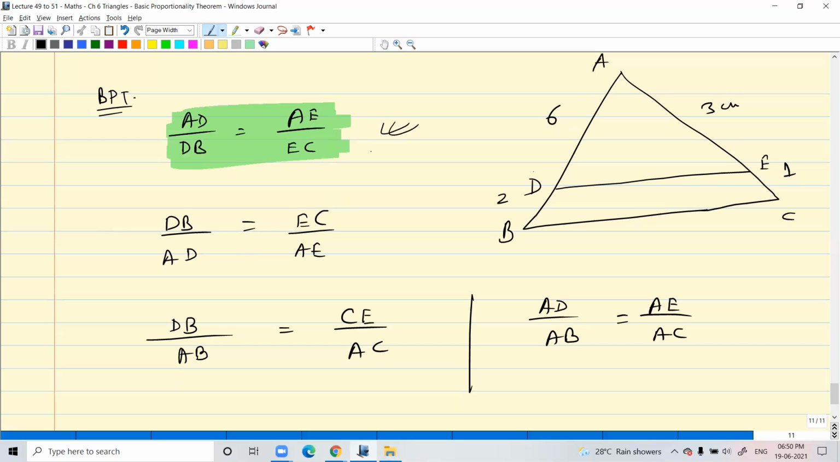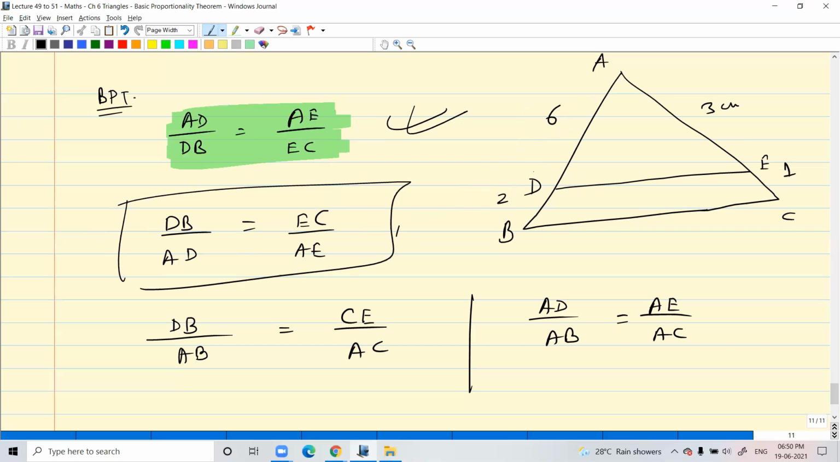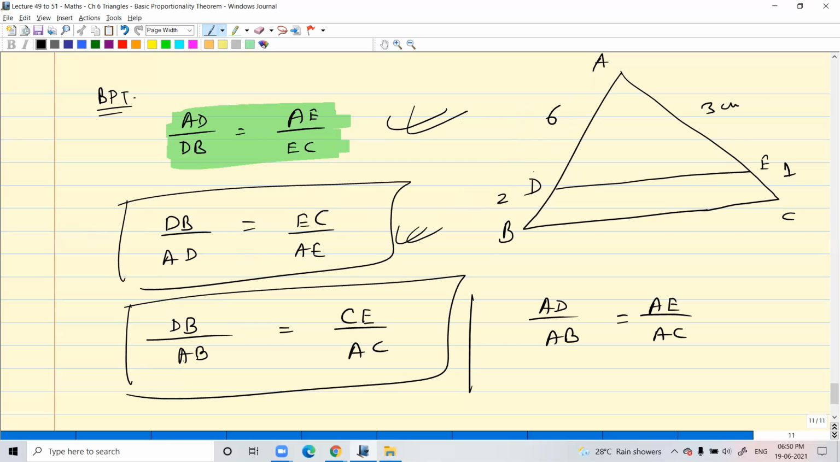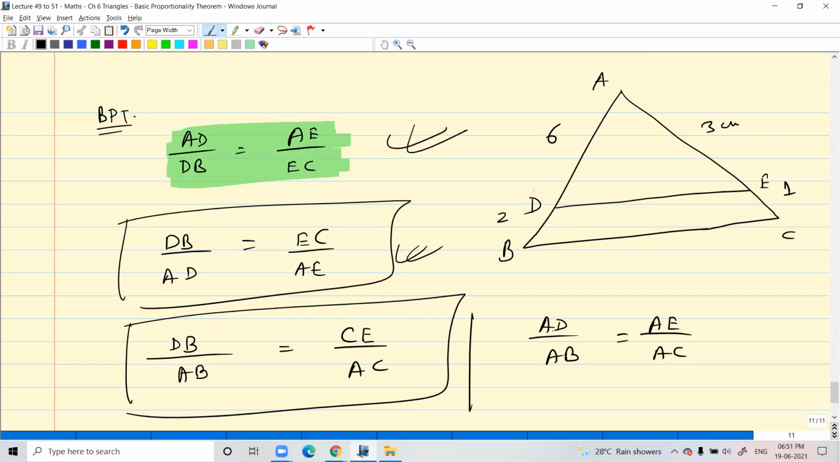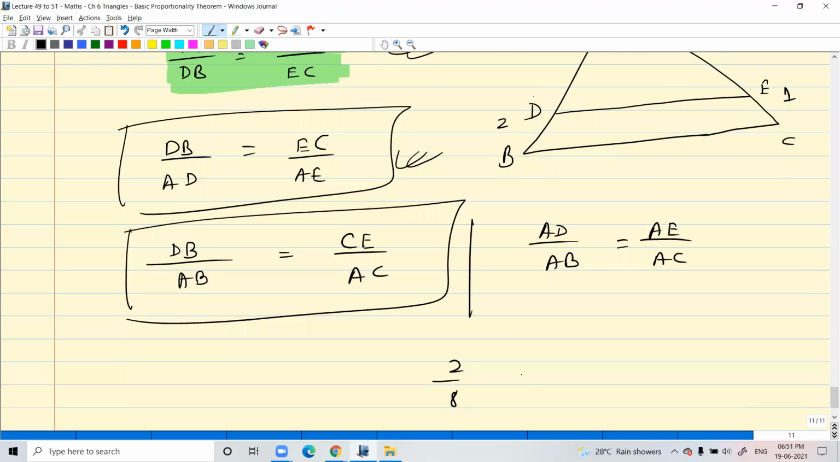Check it out. All these identities are valid, but still AD is not equal to DB or not. 6 by 2 is equal to 3 by 1. This identity is done. Then 2 by 6 is equal to 1 by 3. That is also proved. That is also valid. Same way, this one, DB by AB, what is it? 2 by 8. CE by AC, what is that? 1 by 4, right? So this identity is also valid.